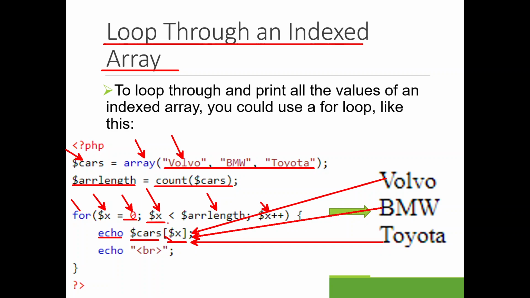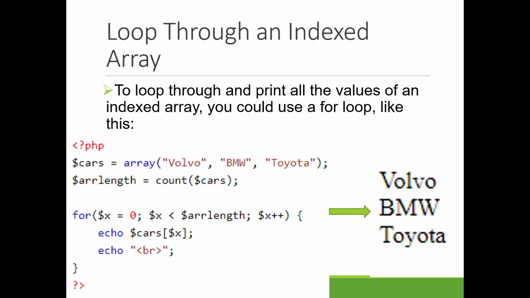And this condition is not going to pass. 3 is less than 3, because the array length is 3. 3 is less than 3, false. And therefore, this is not going to be executed anymore, and we're only going to print these values that are in the array. So that is how we loop through an indexed array.